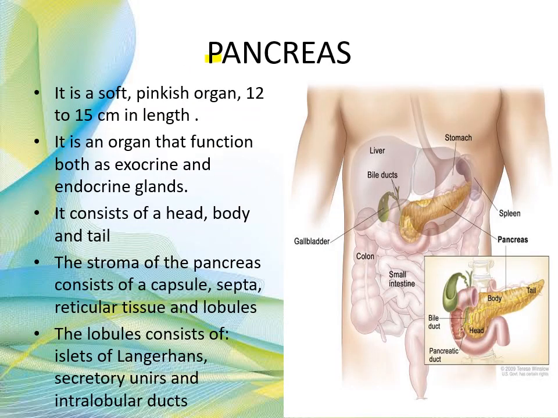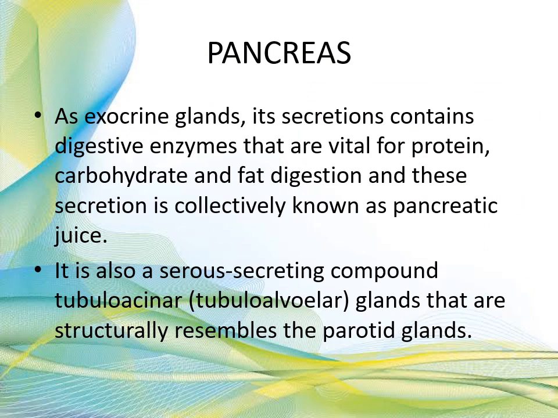We have pancreas. Pancreas is a soft pinkish organ, 12 to 15 centimeters in length. So it is both an exocrine and endocrine gland. So yung pancreas, meron siyang head, body, and tail. So the lobules consist of islets of Langerhans, secretory units, and intralobular ducts. So as an exocrine gland, its secretion contains digestive enzymes vital for protein, carbohydrate, and fat digestion.